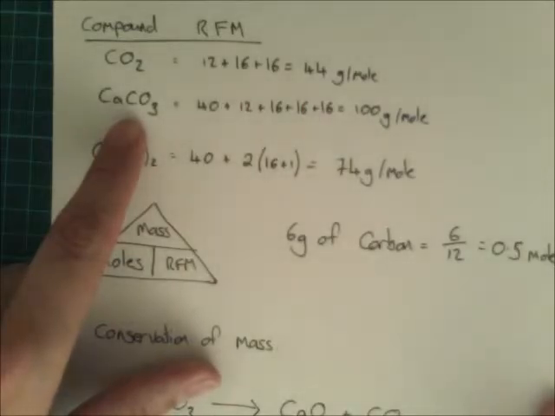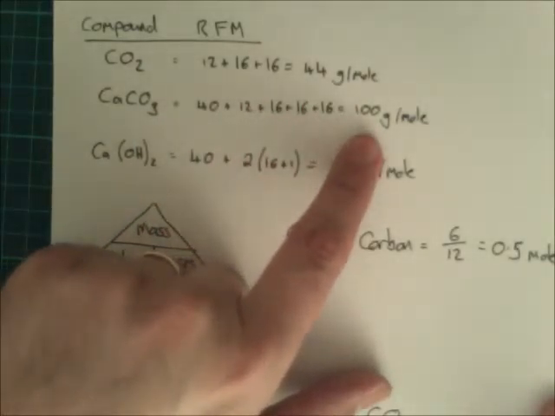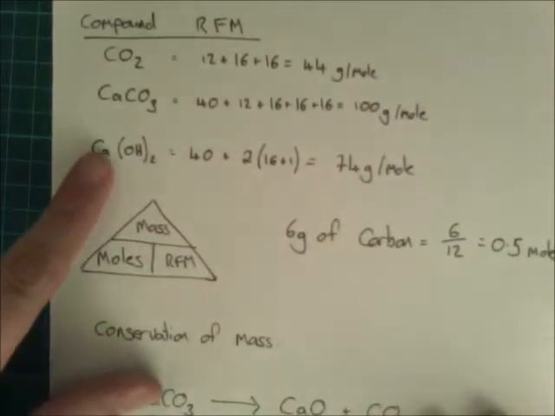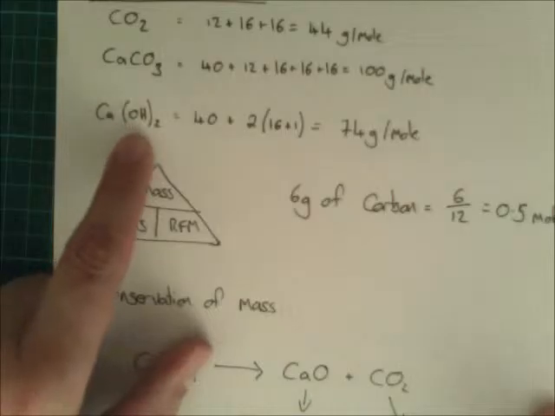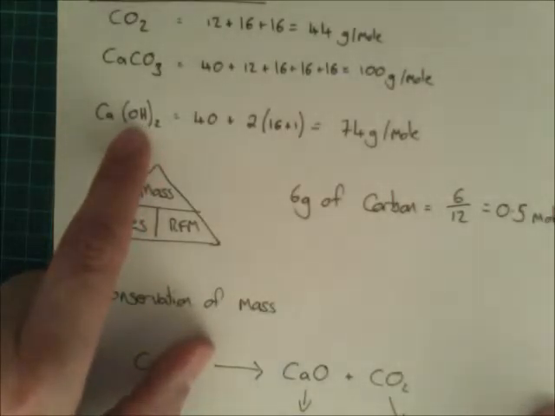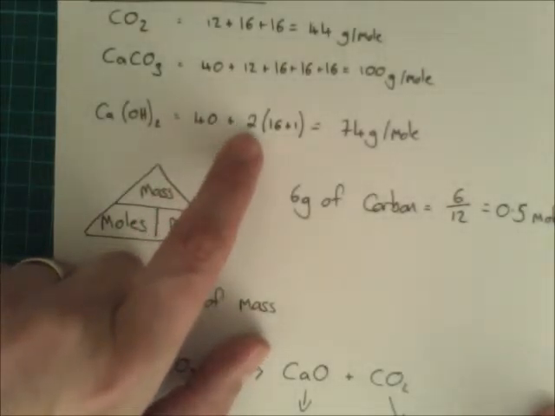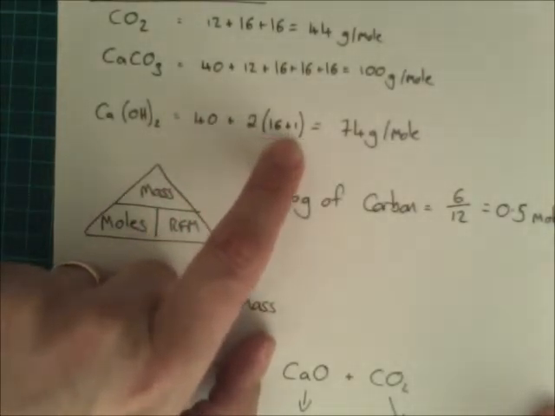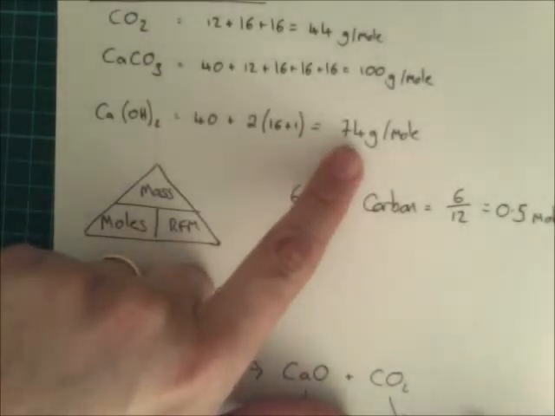Calcium carbonate, another example, a calcium, a carbon, 3 oxygens gives us an answer of 100 grams per mole. And then more complicated, be careful of brackets: there's 1 calcium and there are 2 oxygens and 2 hydrogens because they're joined together, so it's 40 for the calcium and then 2 lots of 16 for the oxygen and 1 for the hydrogen, so calcium hydroxide is 74 grams per mole.